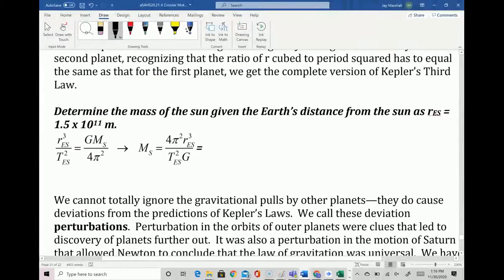Okay, so all we have to do is rearrange our formula to figure out what the mass is. And that becomes 4 pi squared times 1.5 times 10 to the 11th meters cubed over. Okay, now here's the question. We're not dealing with a ratio anymore. We're dealing with a single value. We're going to need to turn this into seconds.